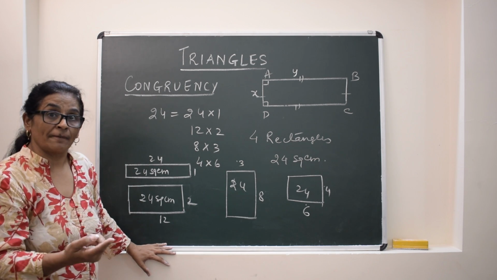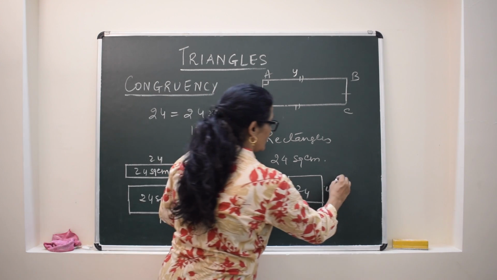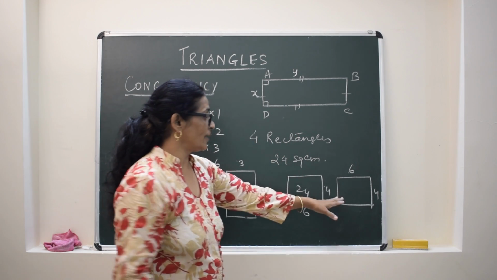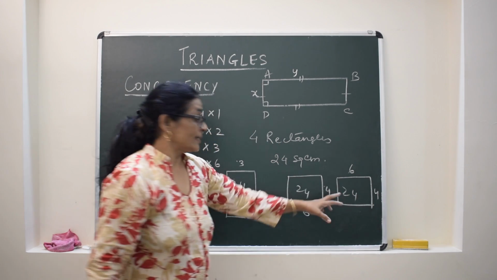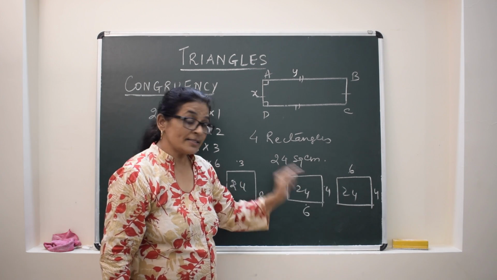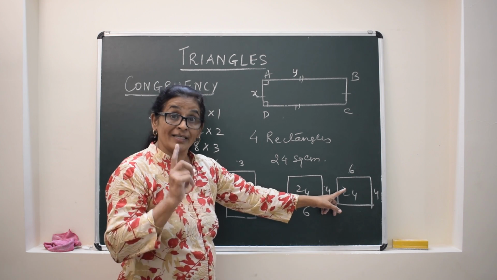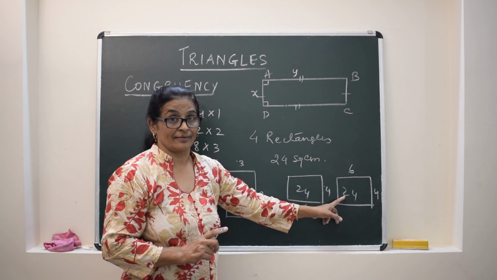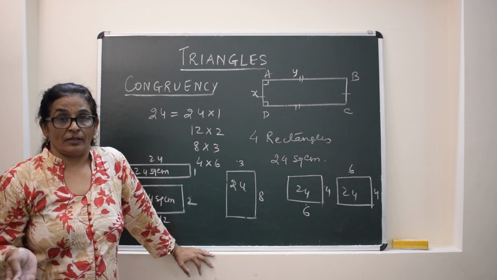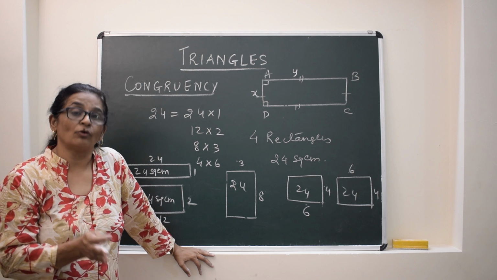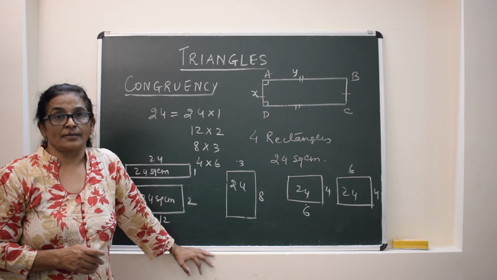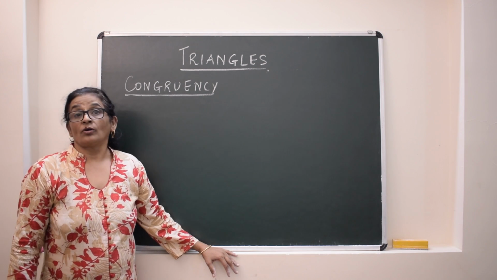I said they may be. Maybe another rectangle I am drawing, which is 4 and 6. So these two have equal areas as well as corresponding length and breadth are also equal. Since the length and breadth are equal, that is why they are congruent, not because of the area. Okay? So any two figures, if they are congruent, their areas will be equal. But if any two figures are given, or more than 2, and their areas are equal, they may or may not be congruent. Now we will discuss congruency of triangles.